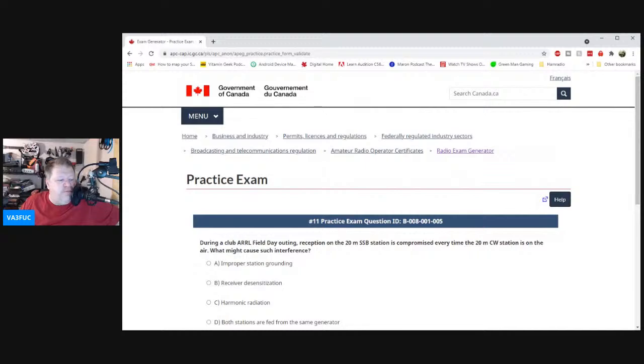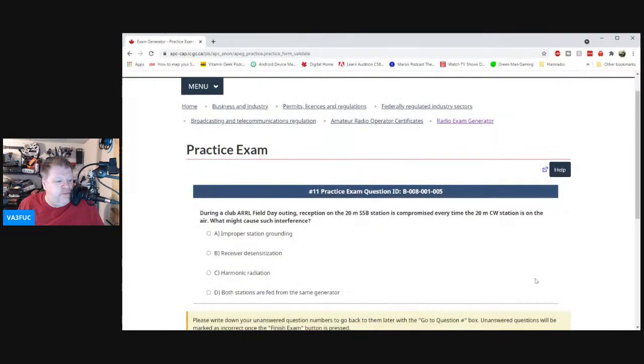During Club ARRL Field Day, outgoing reception on the 20 meters SSB single sideband station is compromised every time the 20 meters CW station is on the air. What might cause such interference? Now, here's where it comes into play, because we've got two stations side by side, away from each other, but they're causing interference with each other. There's a reason for that. So let's have a look at this.